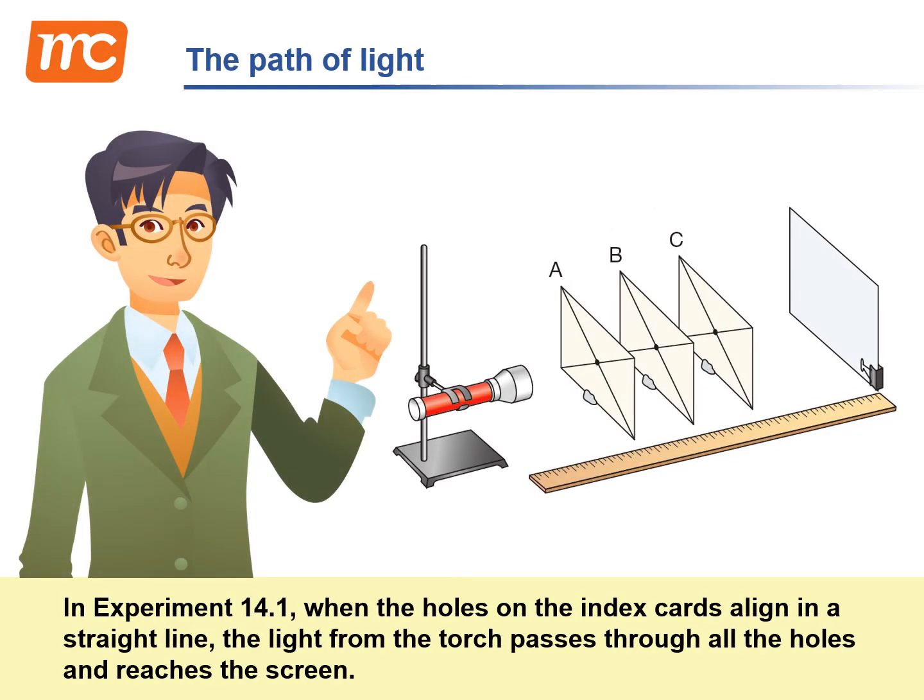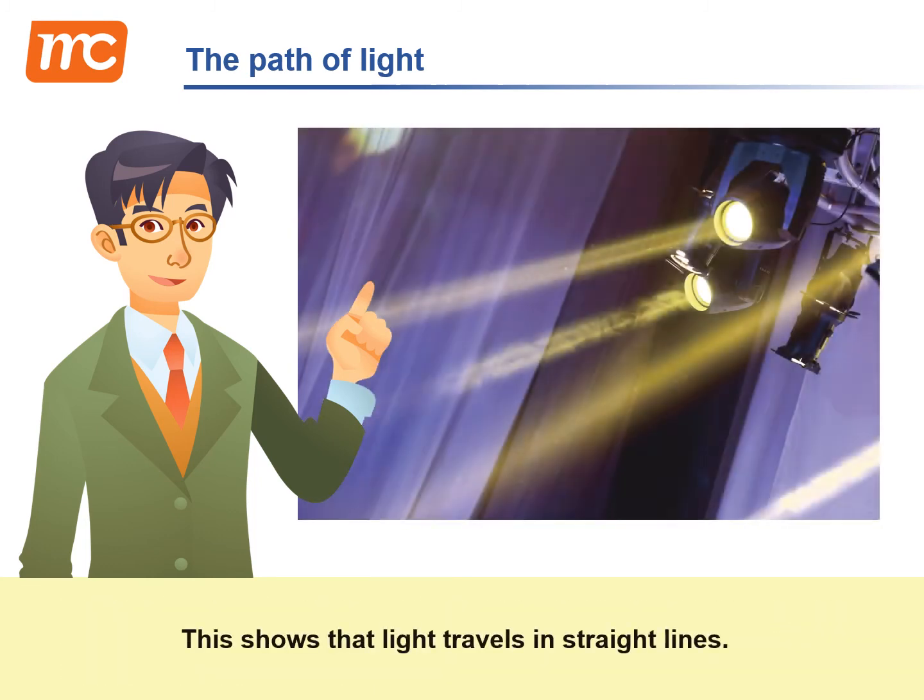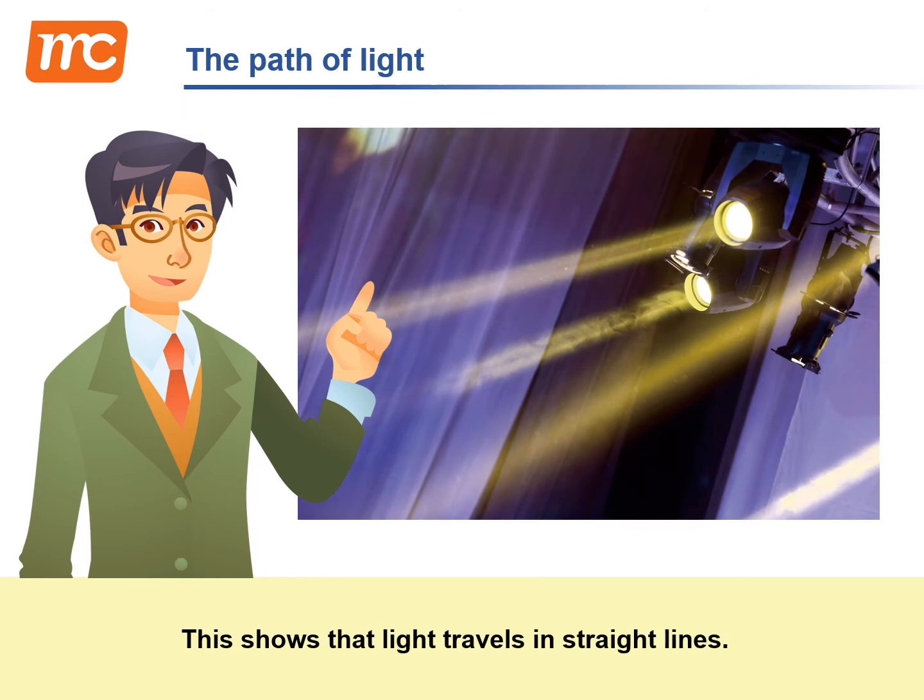In experiment 14.1, when the holes on the index cards align in a straight line, the light from the torch passes through all the holes and reaches the screen. This shows that light travels in straight lines.